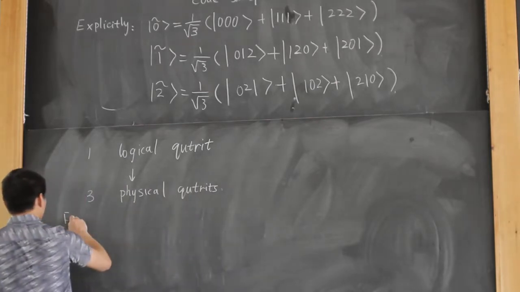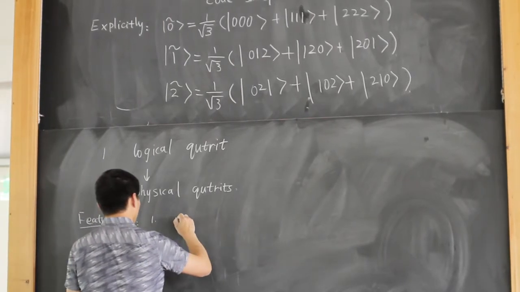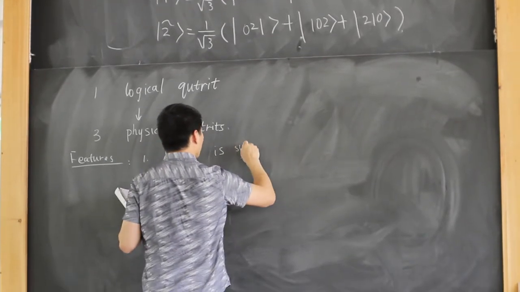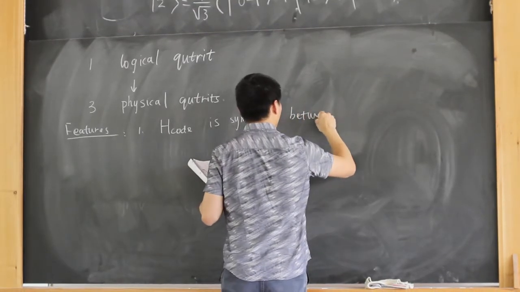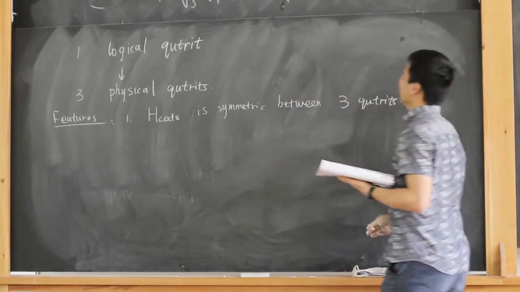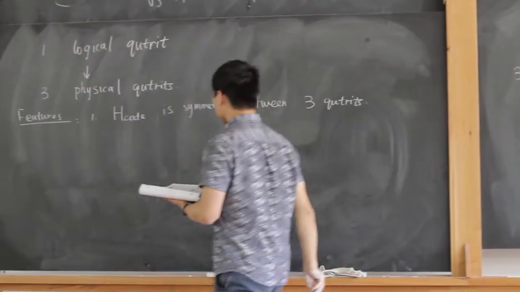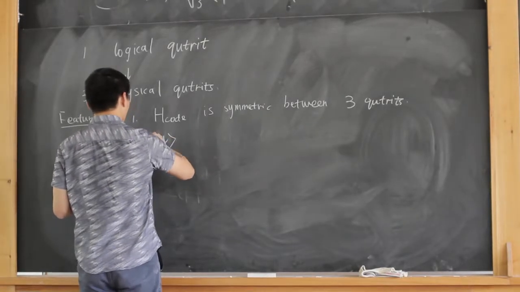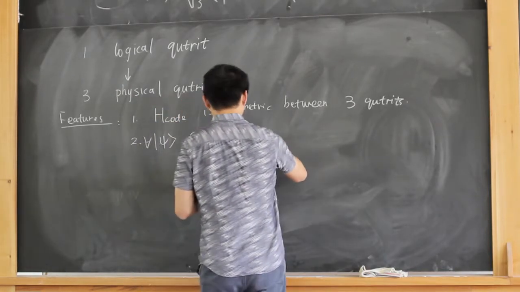So a few features of this map. So first, this code is symmetric between the exchange of all the 3 qubits. None of the qubits is privileged under this map. They are on roughly equal footing. Second statement is any state in the code subspace is highly entangled.